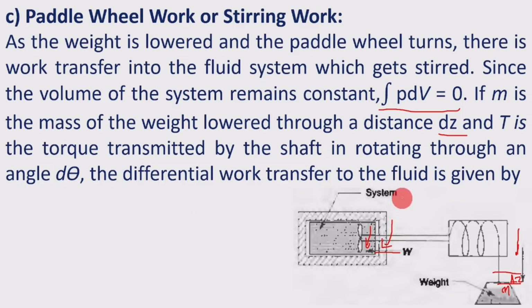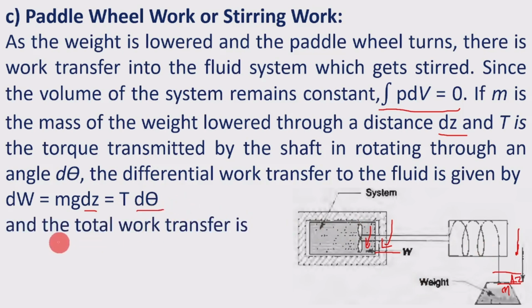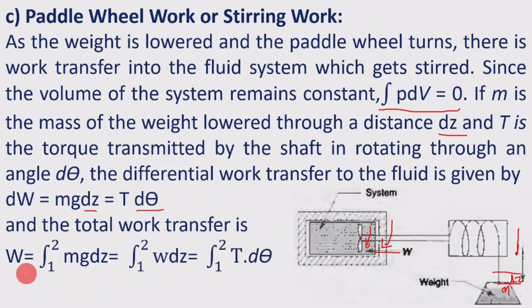Here the same amount of shaft work that we took previously will be done, and the other work is done by lowering the weight. Both are equated. The differential work transferred to the fluid is given by dW = mg dz = T dθ, where mg dz is a small amount of work done as the weight is lowered, and the total work transfer is written as W = ∫ from 1 to 2 of mg dz, that is equal to ∫ from 1 to 2 of W dz.